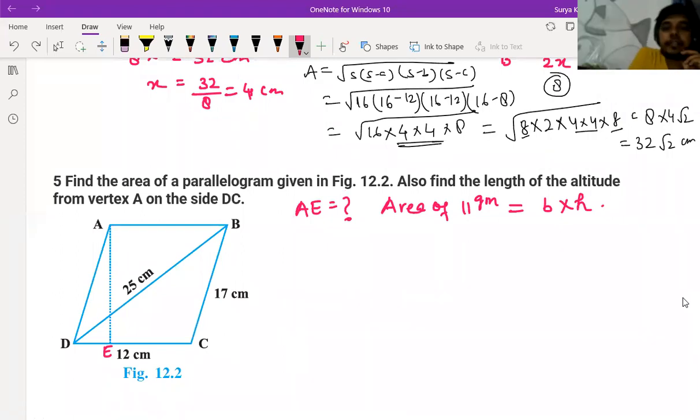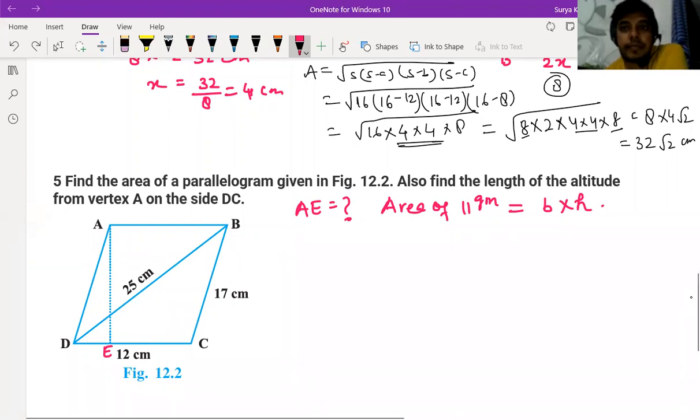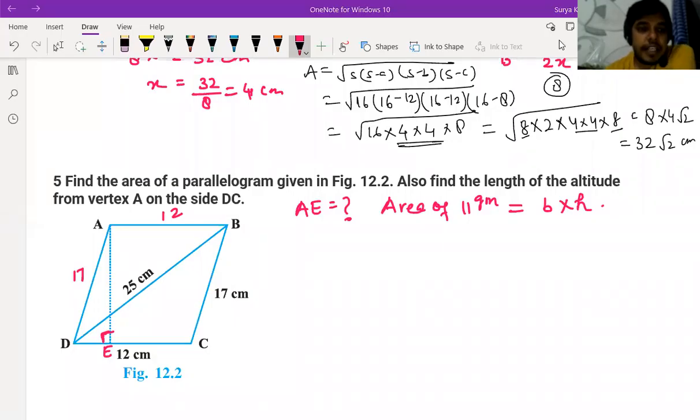How to find AE? Can anyone tell me how to find AE over here? We can divide it into two triangles, do Heron's formula, and then add those triangles. Exactly, that is what I'm trying to say. This is your first triangle, and the second triangle is CBD. So the first triangle's area we can find by Heron's formula.